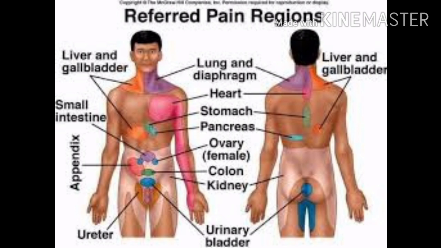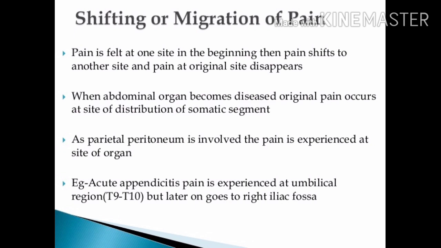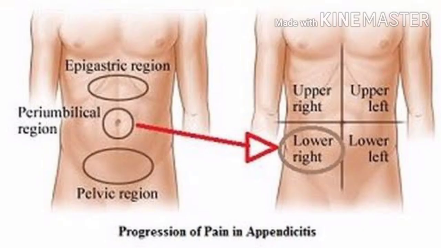Right. Third is the shifting or migratory pain. Basically, this is seen in appendix patients where the pain starts from the umbilical region, and when the visceral and parietal peritoneum of the appendix is also inflamed, then that pain is shifted towards the right iliac region. So that is basically the case of appendicitis.